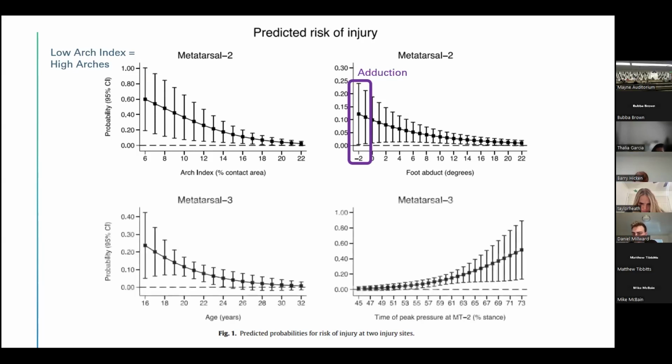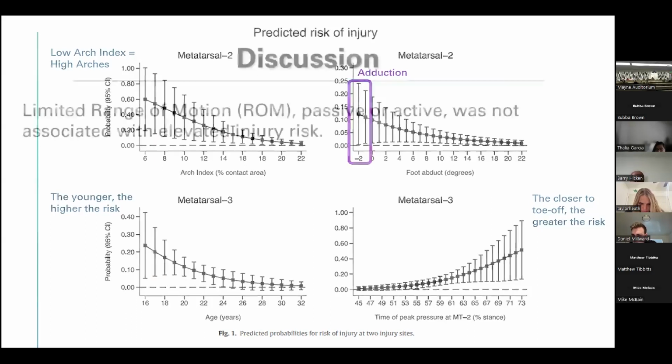So then if we look at the third metatarsal, basically for our age relationship, the younger the person, the higher the risk. And then for the time of peak pressure at the second metatarsal, the closer you are to toe off, so basically, it's kind of what it sounds like, you're about to lift off of your toes, the greater the risk associated with obtaining a fracture at the third.